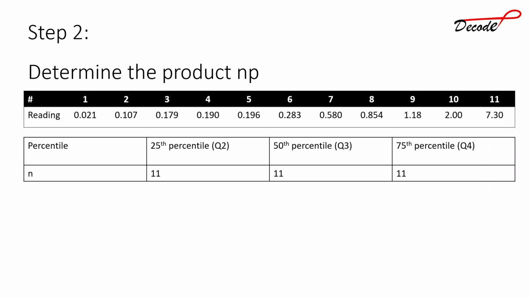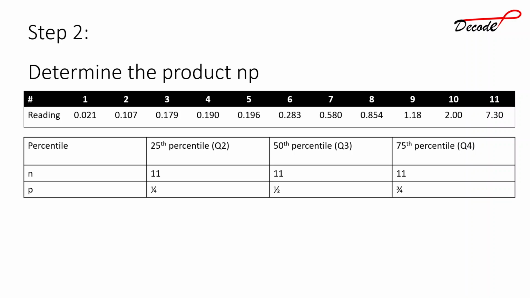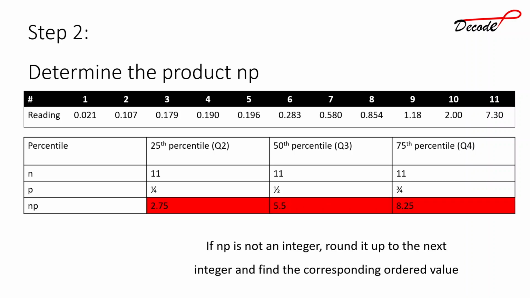We have 11 values. The P will be 1 by 4, that is 0.25, for the 25th percentile. The P value will be 1 by 2, that is 0.5, for the 50th percentile. The P value is 3 by 4, that is 0.75, for the 75th percentile. Now we shall determine the product of NP. For the 25th percentile, the product of NP is 2.75. For the 50th percentile, the product of NP is 5.5. For the 75th percentile, the product of NP is 8.25.